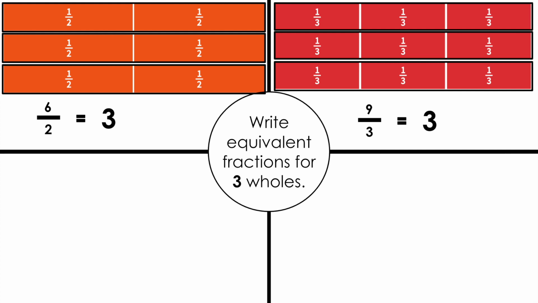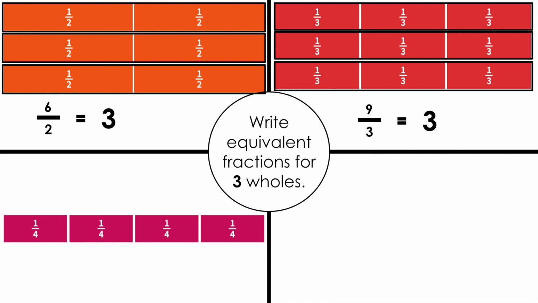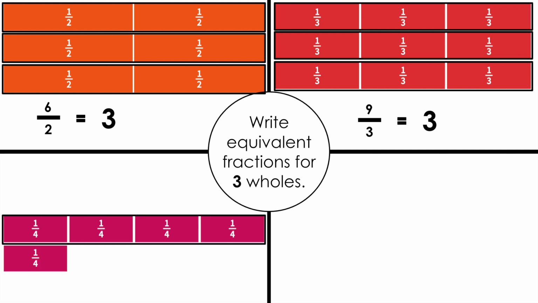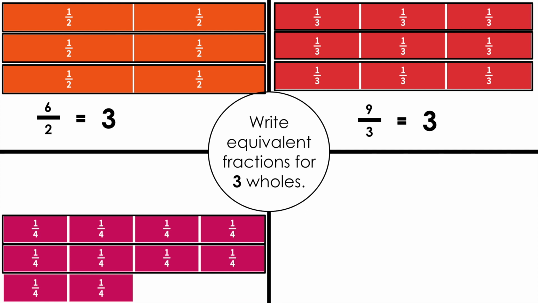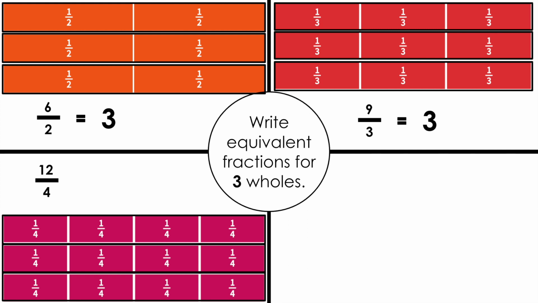Now let's try fourths. 1/4, 2/4, 3/4, 4/4. That makes 1 whole. 5/4, 6/4, 7/4, 8/4. That makes 2 wholes. 9/4, 10/4, 11/4, 12/4. That makes 3 wholes. We can write 12/4 is equivalent to 3 wholes.